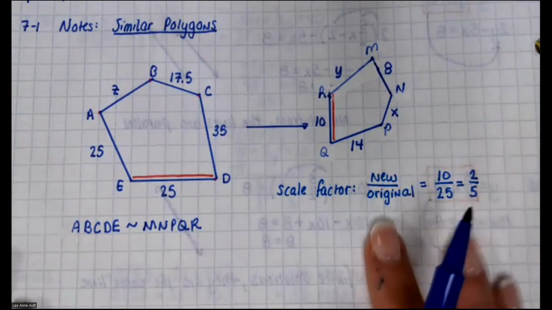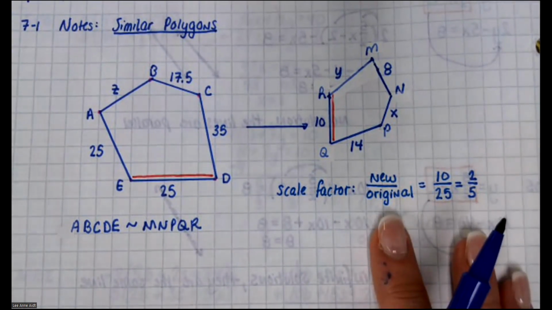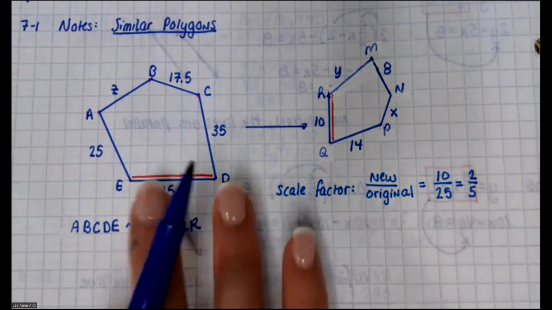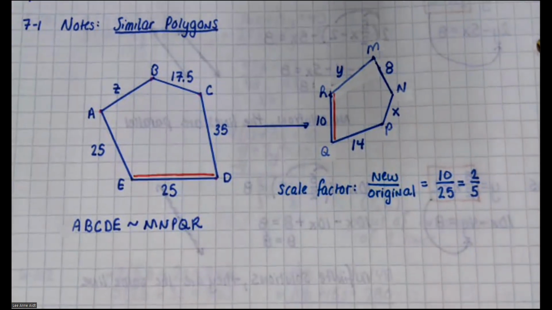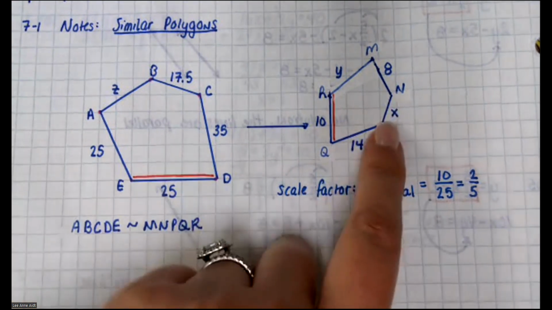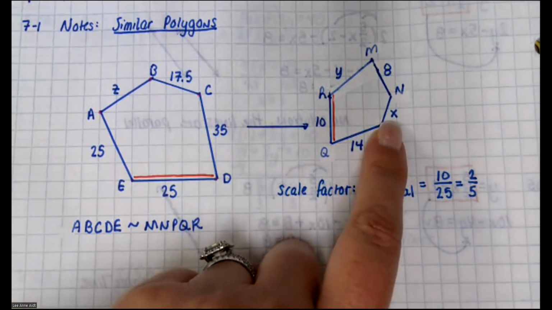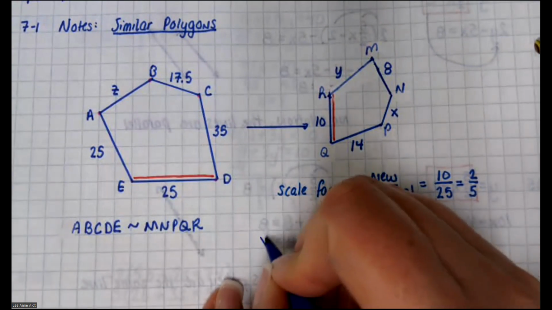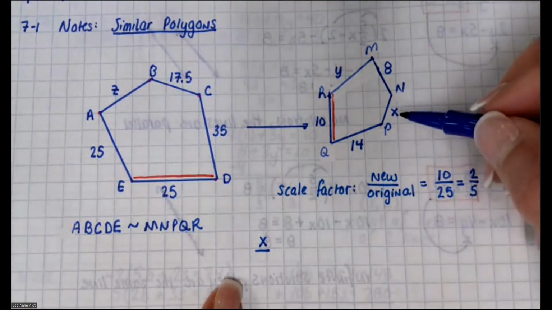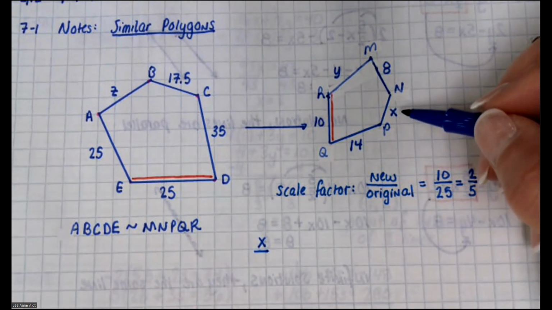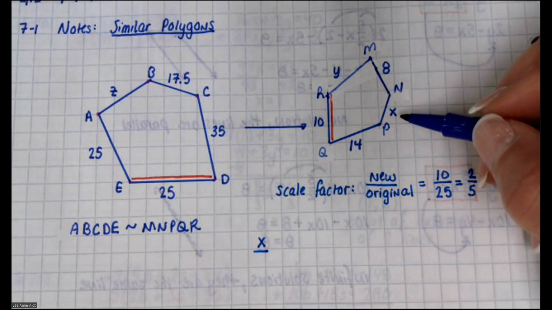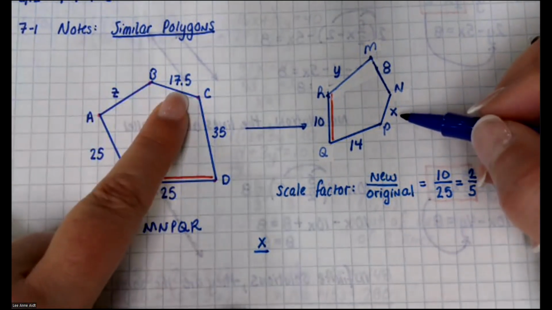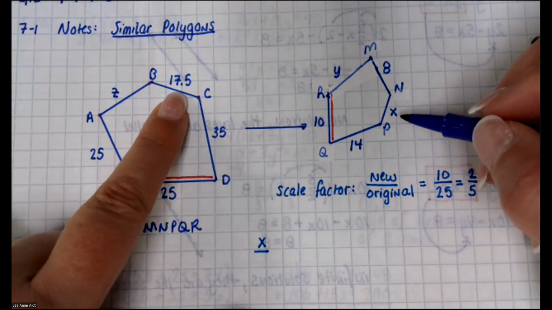Okay, so sometimes you're asked to find the scale factor. Sometimes you're asked to set up a proportion and solve. So let's find x. Okay, x is over here. Do you see x? Okay, what side goes with x on the big pentagon? B to C, right? 17.5. Do you guys see that x and 17.5 go together?